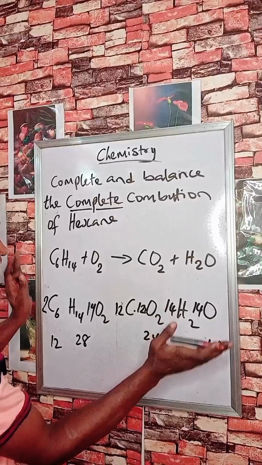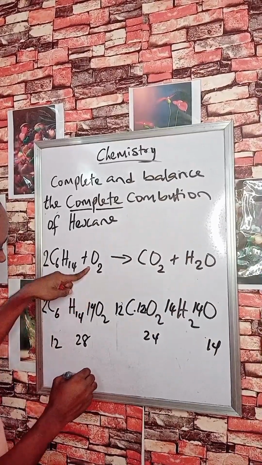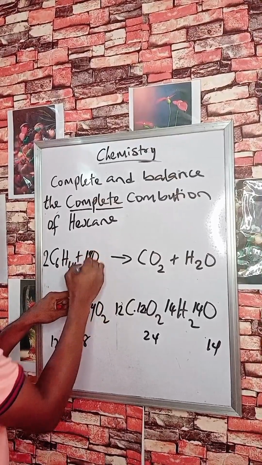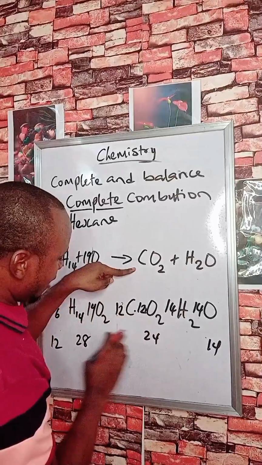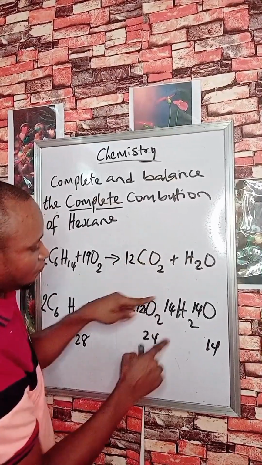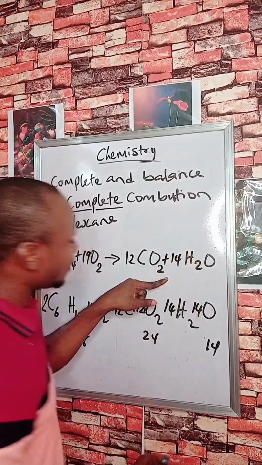You can transfer our balanced chemical equation to this other part. So here we have 2 here. And for this part here, we have 19. We have 19. And for here, we have 12. We have 12. And here we have 14. So our chemical equation is balanced.